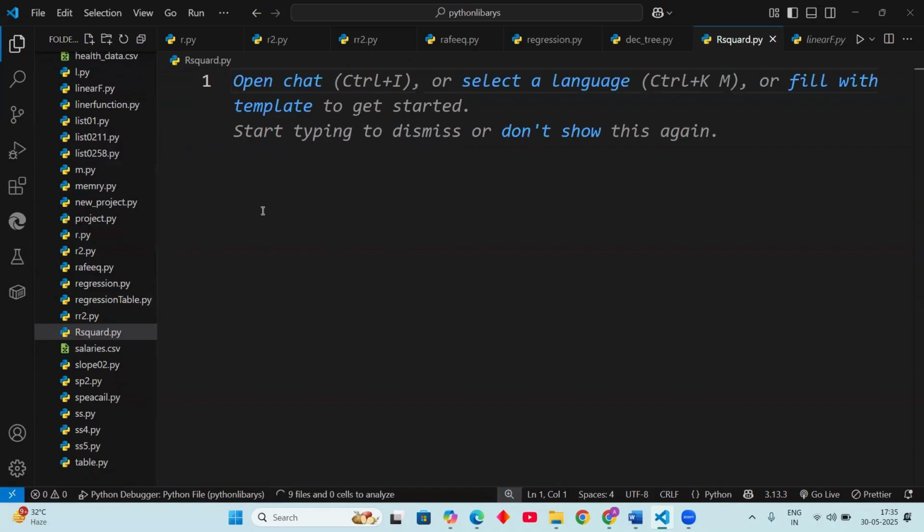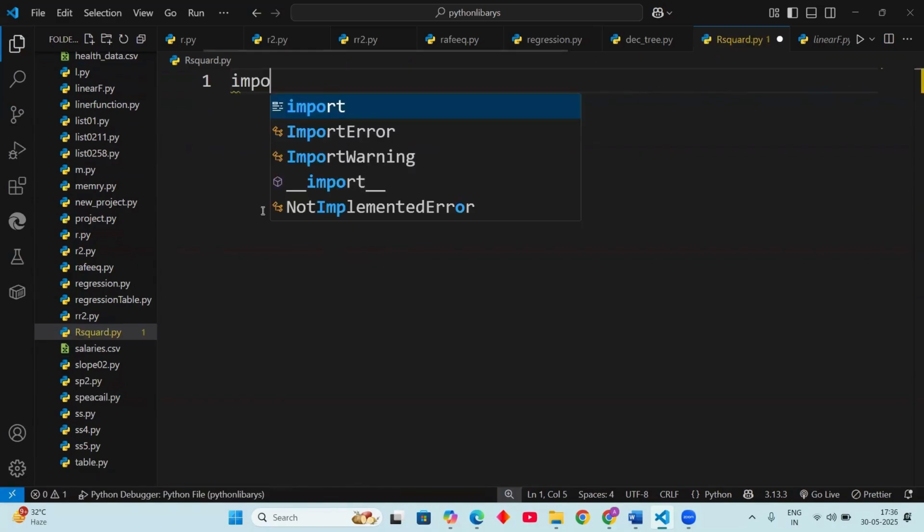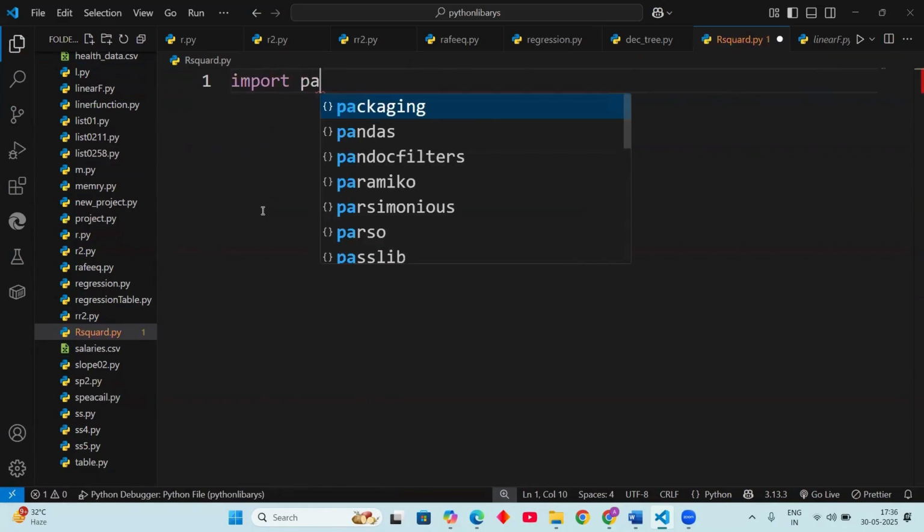Now let us import some features. We all know about the Python libraries like Pandas, NumPy, SciPy, and Matplotlib. So in that, we want to import some libraries, called Pandas.